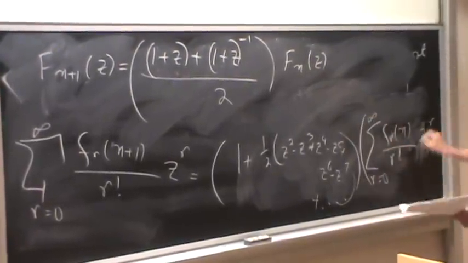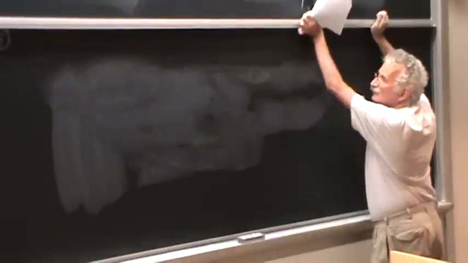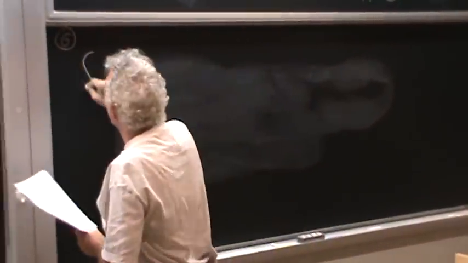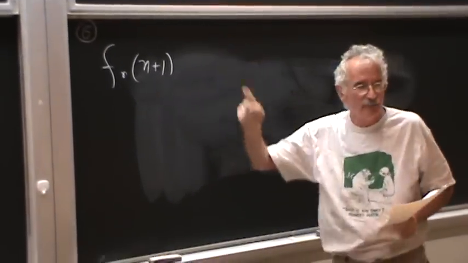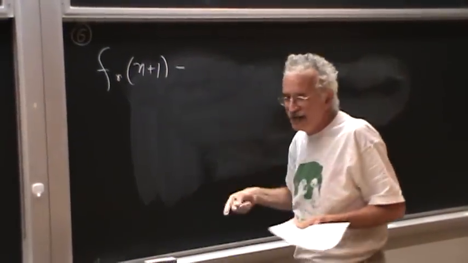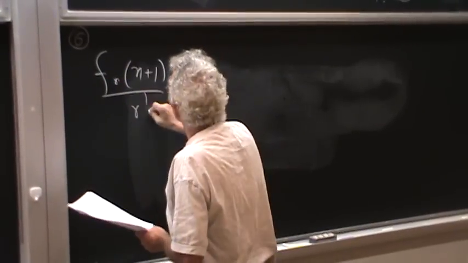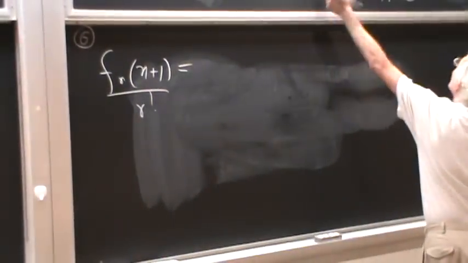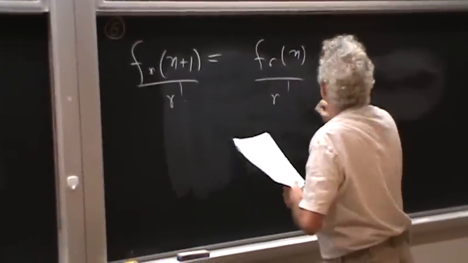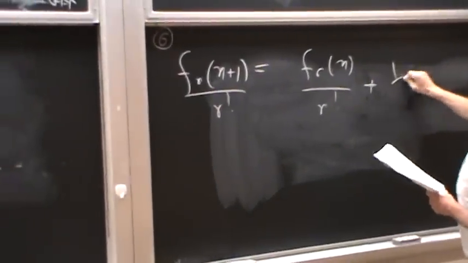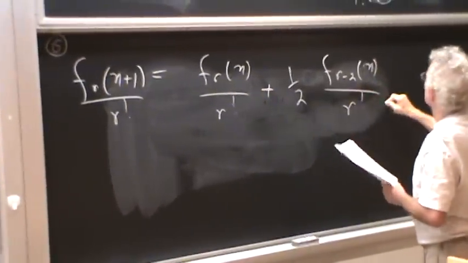So this is 2. Now open up parentheses, and you get the following: f sub r of n. And this is only an illustration. This can be done for any atomic event, any die, even infinite die, minus over r factorial. Now collect terms. This is f sub r of n over r factorial plus 1/2 f sub r minus 2 of n over r factorial.